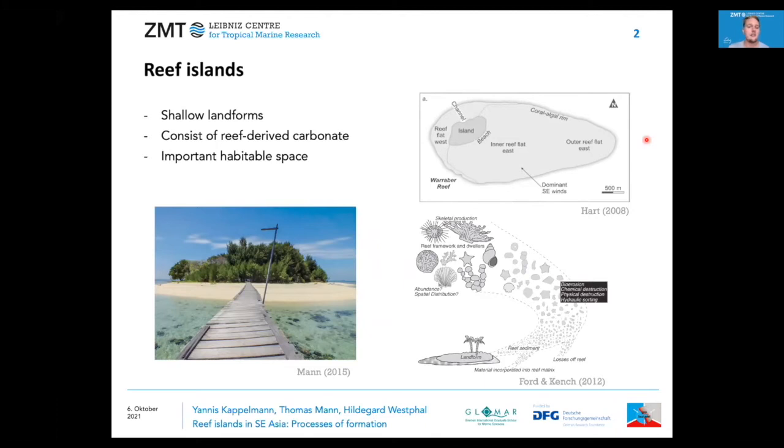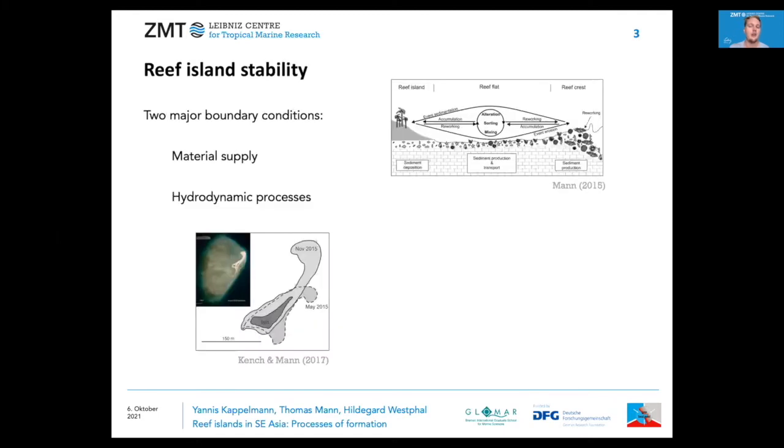So these islands in general form important habitable space in several regions around the Earth, and therefore some questions arise about the future stability when we think about ongoing environmental change and also sea level rise. So regarding the stability of these islands, there are two major boundary conditions that are considered to govern the formation as well as the stability of these islands.